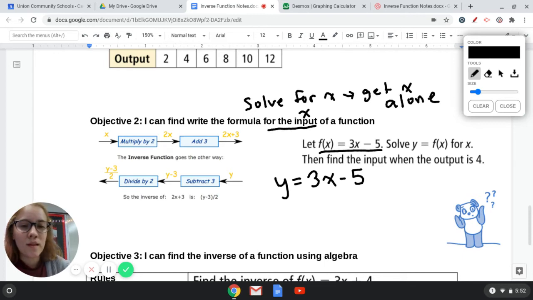So what we need to do now is solve for x. So we need to get x alone. So how do we do that? What's our first step? First, we need to get this 3x term all by itself. So how do we get rid of this minus 5? We do the inverse operation, which is adding 5.